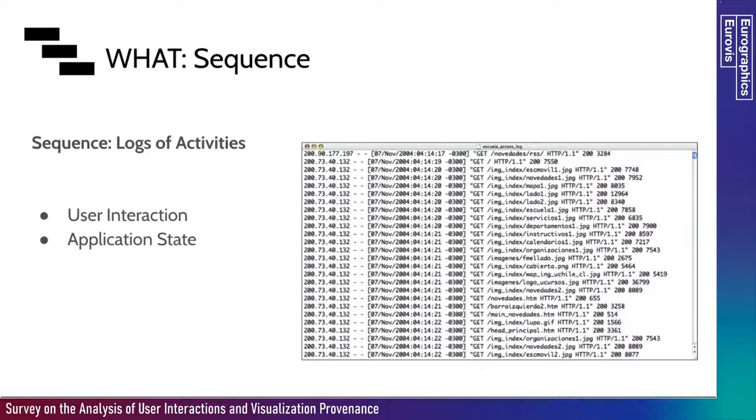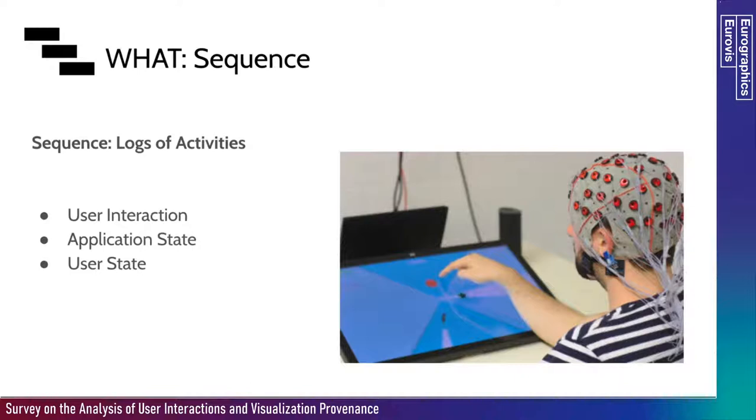Logging of application state happens when the user's interactions are not semantically meaningful. For example, user interactions for a web browser are simple, say, mouse click, but logging the pages that the user has visited, also known as clickstream data, results in a much richer representation of a user's behaviors. There's an increasing interest in logging a user's mental state, often with the use of physiological sensing, for example, EEG.